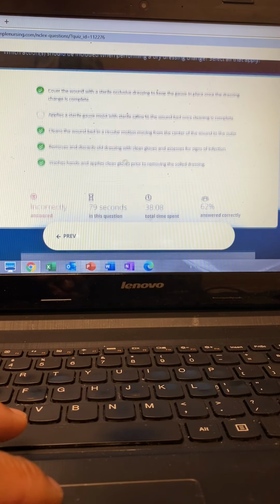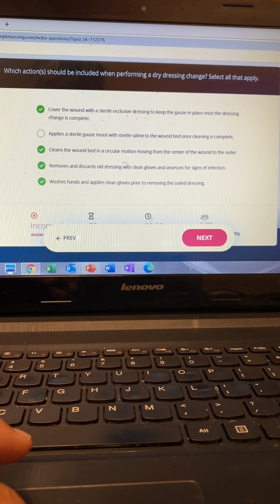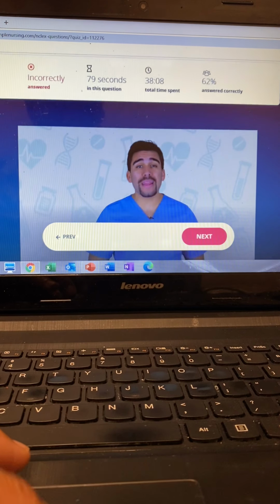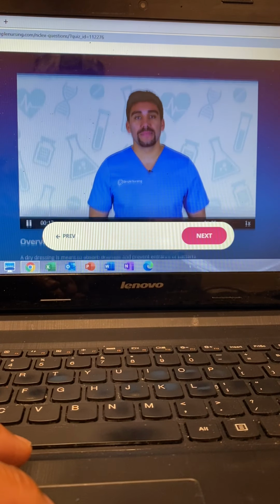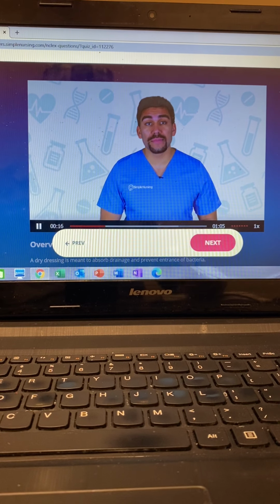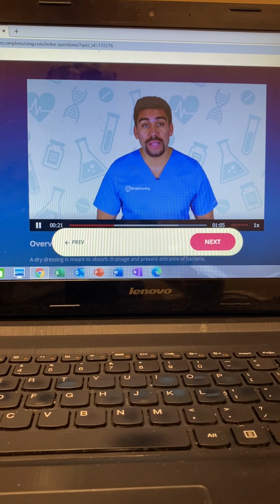Now, using our 3 steps, let's break this down. So this question's asking actions to include for the key problem, performing a dry dressing change. So the biggest thing we're thinking here is keeping it clean and keeping it dry. So a solution we're looking for are correct ways to change this dressing.